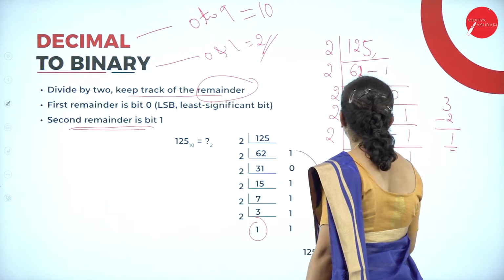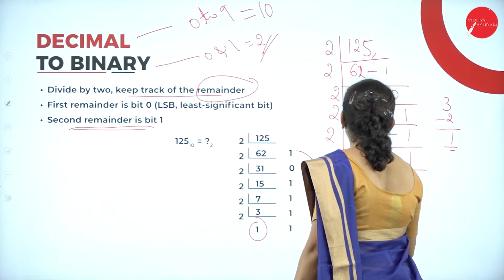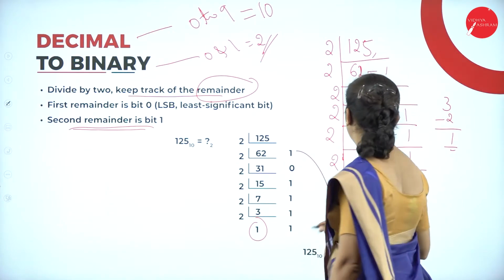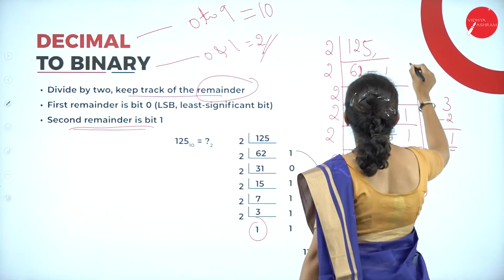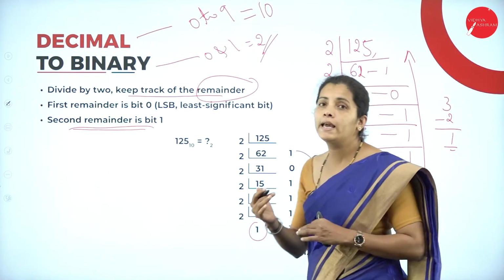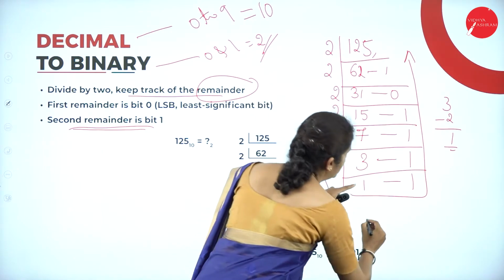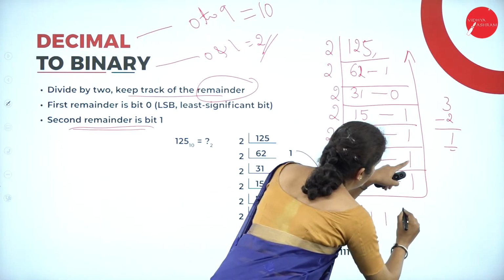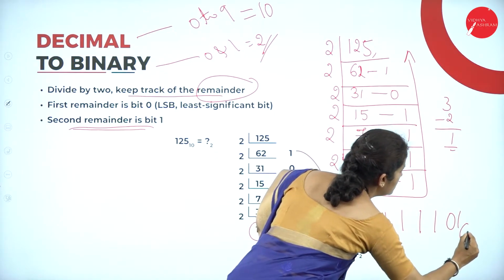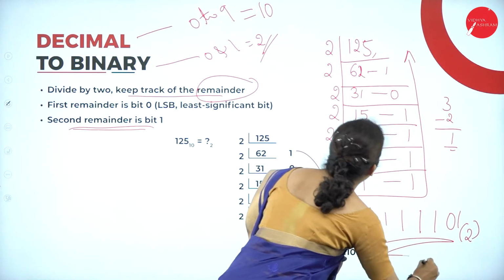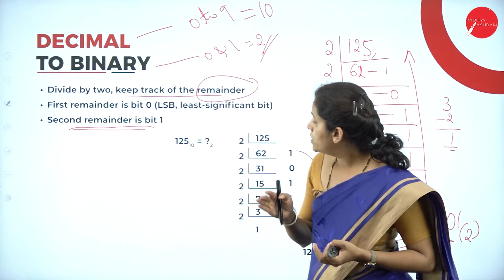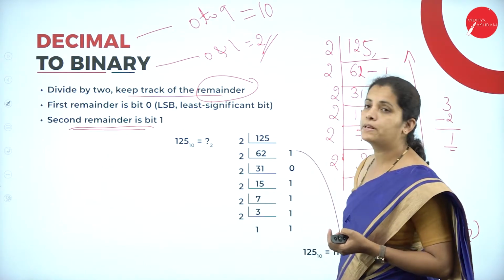1 is remainder. Then 2 1s are 2. 1 is remainder. Now I am going to write all these remainder values together. So how can I write? Here I'll start from here: 1, 1, 1, 1, 1, 0, 1. This is the binary representation of decimal number 125.